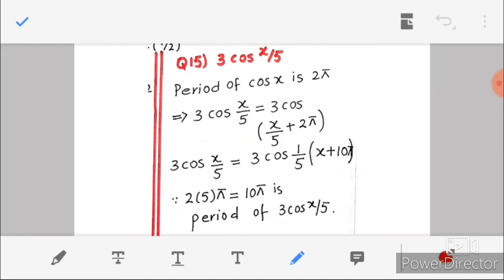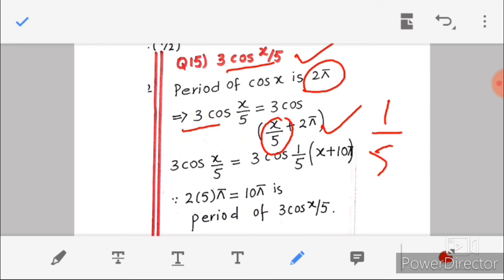Now moving towards the last question of this exercise, which is question number 15, 3 cos x divided by 5. The period of cos is 2 pi. We will not change the value of 3; 3 will remain in its place. So 3 cos x by 5 equals 3 cos of x by 5 plus the period 2 pi. Now taking 1 by 5 common, we get x plus 5 multiplied by 2, which gives 10 pi. So 10 pi is the period of 3 cos x divided by 5.